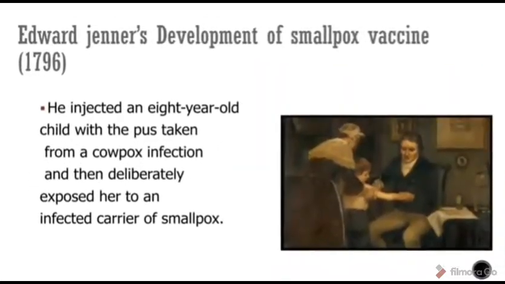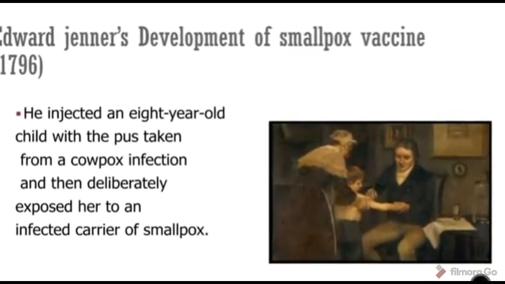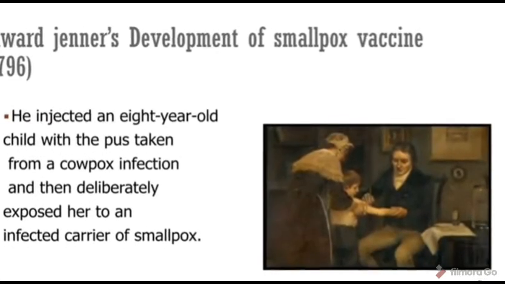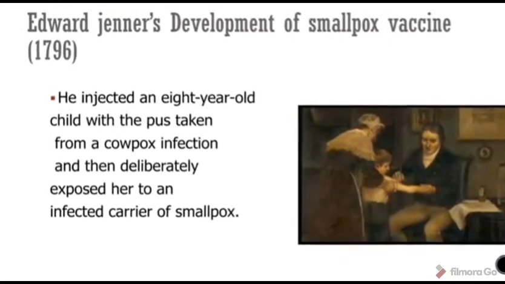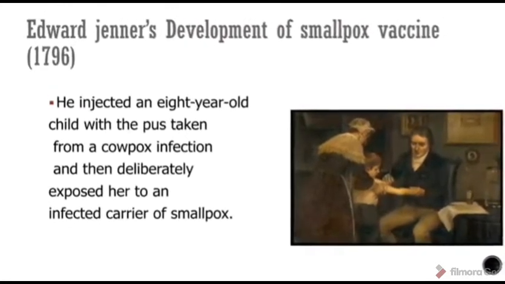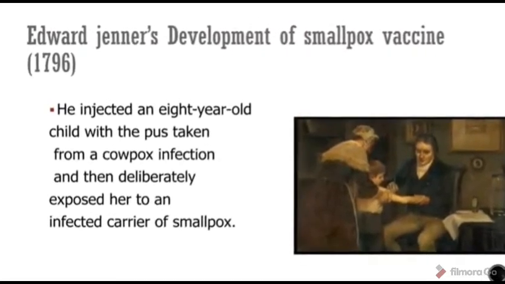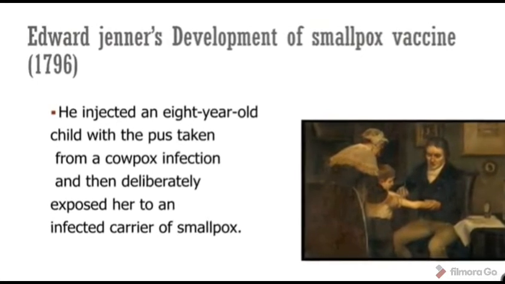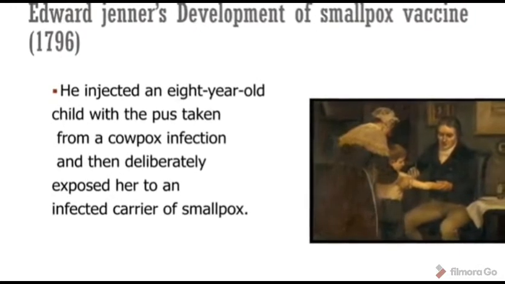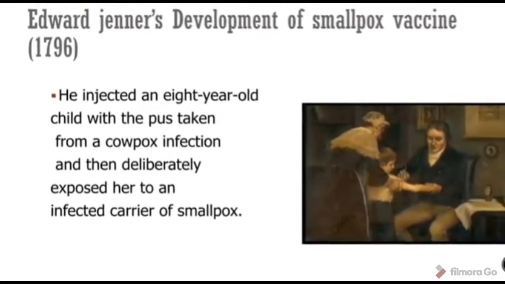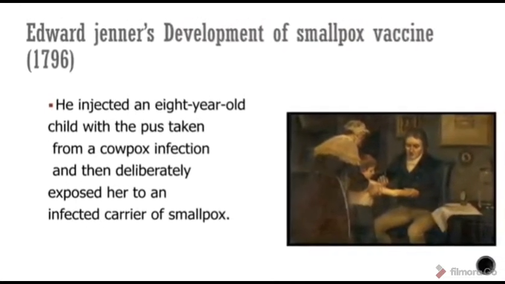The said 8-year-old child was actually the son of his gardener. He injected pus from cowpox from the hand of one of his milkmaids. The child fell ill for a week, but after that, the child recovered. He then tried to inject smallpox pus into the child, and amazingly, the child was already immune. He also tried this process with his 10-month-old child just to justify the success of his discovered vaccine, which came from the Latin word vacca, which means cow. Thankfully, his experiment did not hurt anyone.